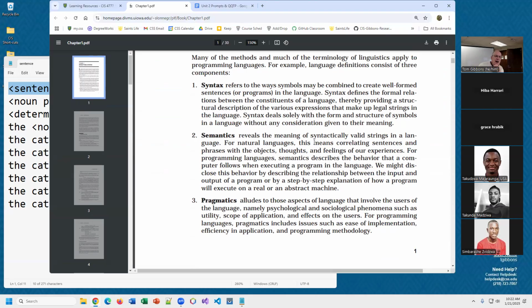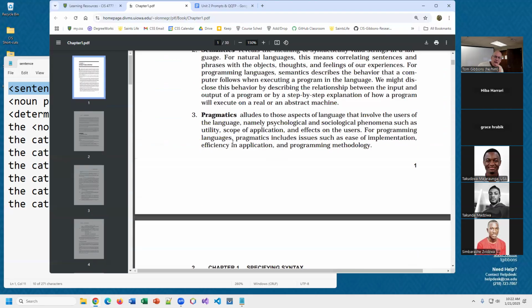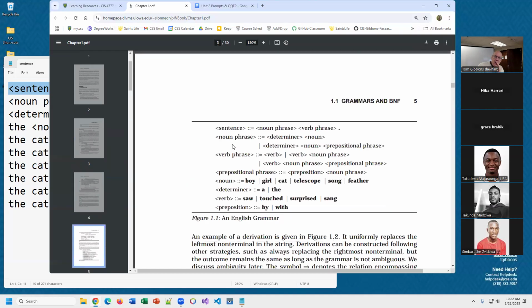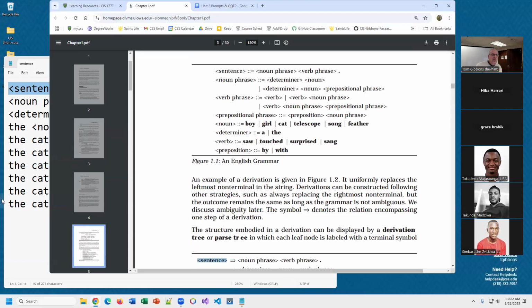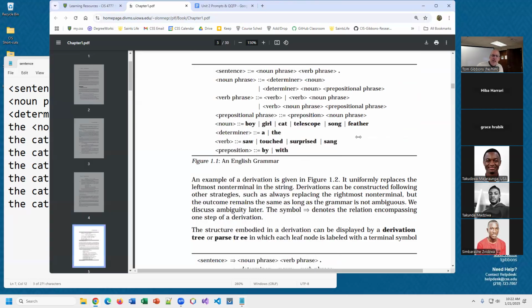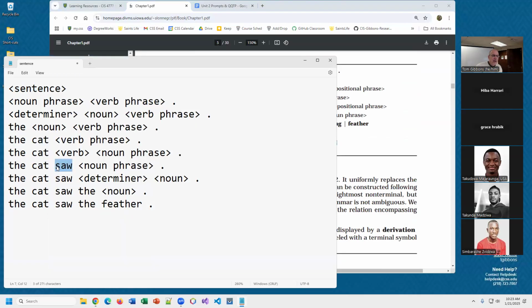Semantics is the meaning of this. So let's look at semantics here, just so we understand. We'll look at this example again. So in this example, I can choose different things. So let's just back up a little bit here and see what I can choose. So here, except for a verb, I could choose any verb. I choose saw, but I could choose touched, surprised, sang. So I could choose sang as my verb here, and always use that.